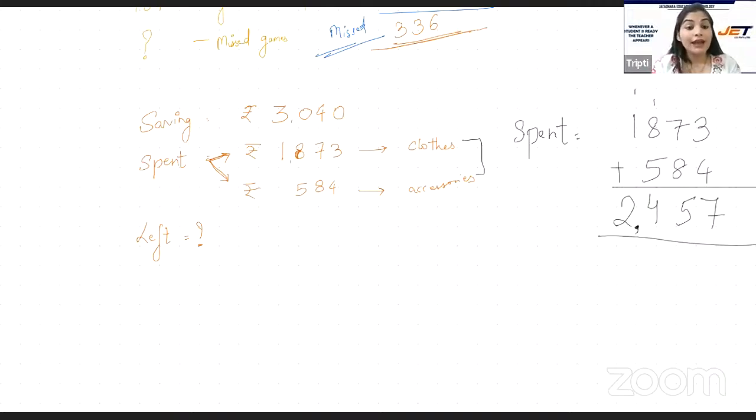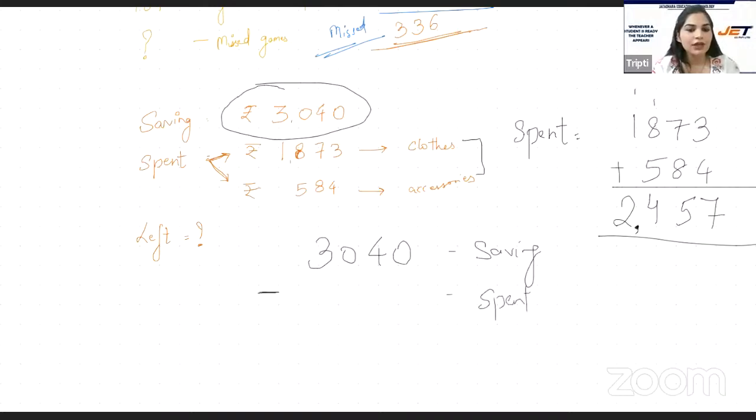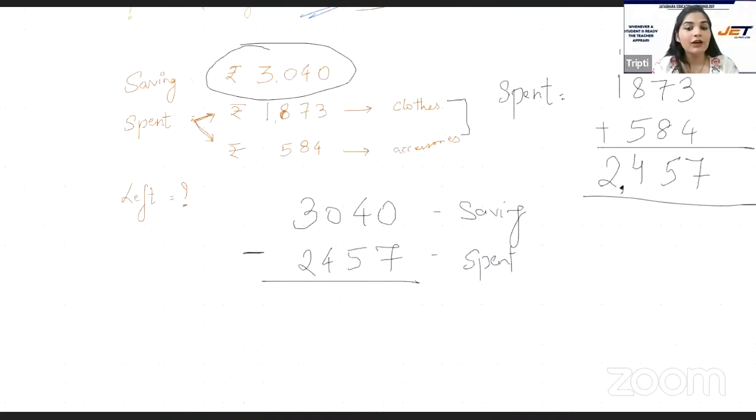Now, I know that I had the saving of 3,040 rupees, right? From the saving only, I spent some amount. I will subtract the amount that I spent, which is 2,457, to find how much is still left with me. 0 minus 7 is not possible. So 0 will ask help from 4. 4 will become 3. 0 will become 10. 10 minus 7 is 3.